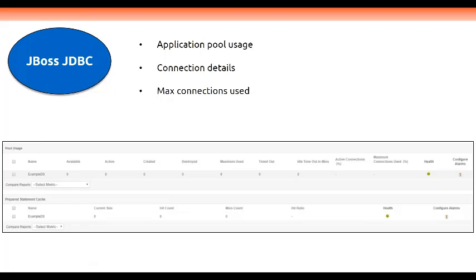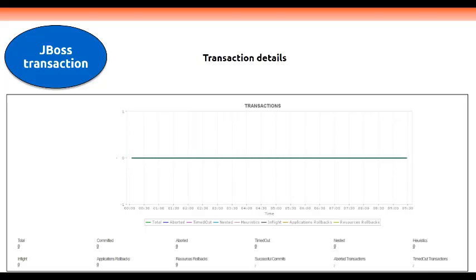JDBC connections are also available. If I have a lot of applications hosted, what is the pool usage of each application? How many connections are currently established, the active connections, and the maximum connections used for the application pool will be monitored as well. The prepared cache will also be monitored: its current size, the hit count and miss count, and the hit ratio. In addition, transaction data for applications is monitored. This is an average value, from which a user can see what is committed, aborted, and if there are any timeout transactions in the transaction tab.